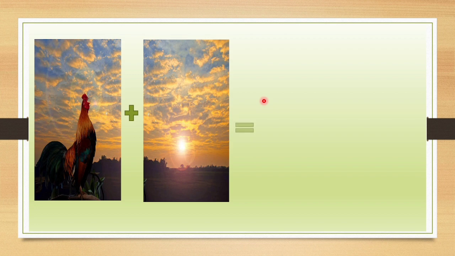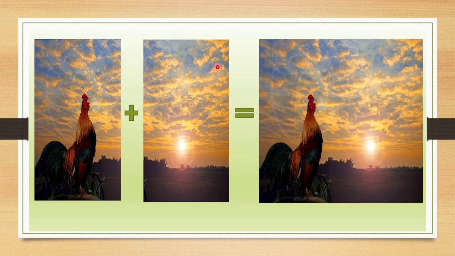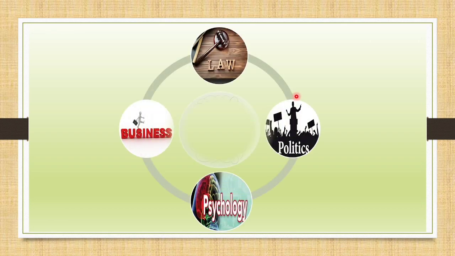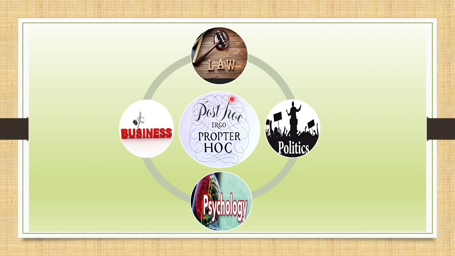The second example: the rooster crows immediately before sunrise. Therefore, the rooster causes the sun to rise. Additional examples of the post hoc fallacy appear in various fields such as science, medicine, psychology, economics, law, and politics.